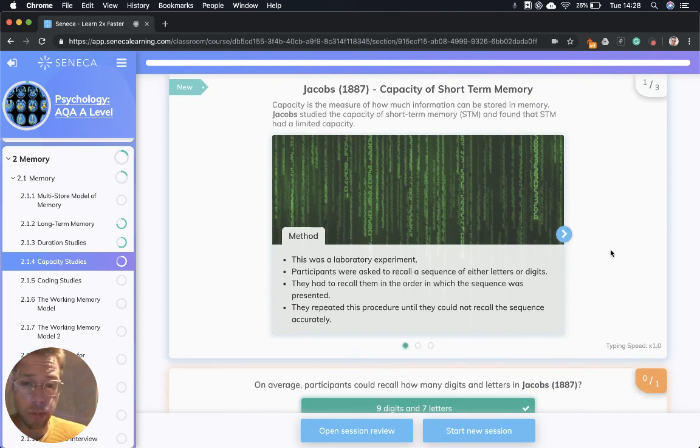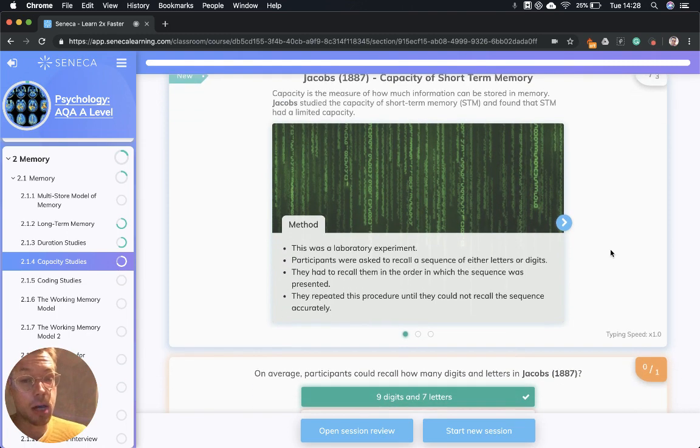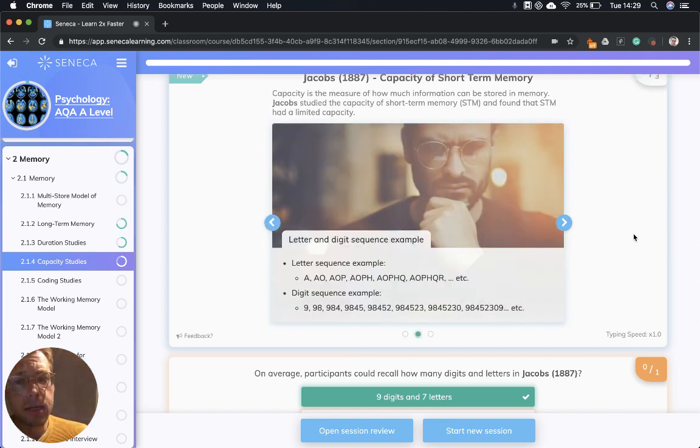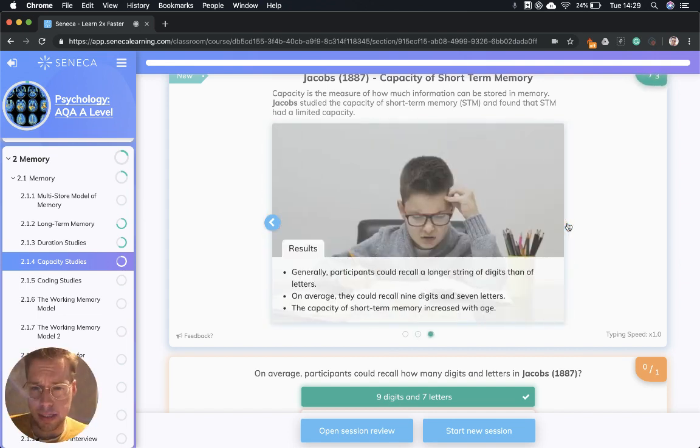So this was also a laboratory experiment, and participants were asked to recall a sequence of either letters or digits. They had to recall them in the order in which the sequence was presented. They repeated this procedure until they could not recall the sequence accurately. So a letter sequence example would be A, AO, AOP, AOPH, AOPHQ. You get it. And a digit sequence would be like 998, 984, 9845, 98452, etc. So those were the kind of sequences that Jacobs used.